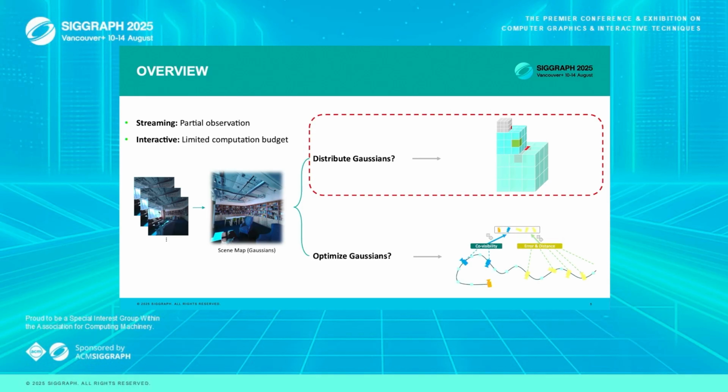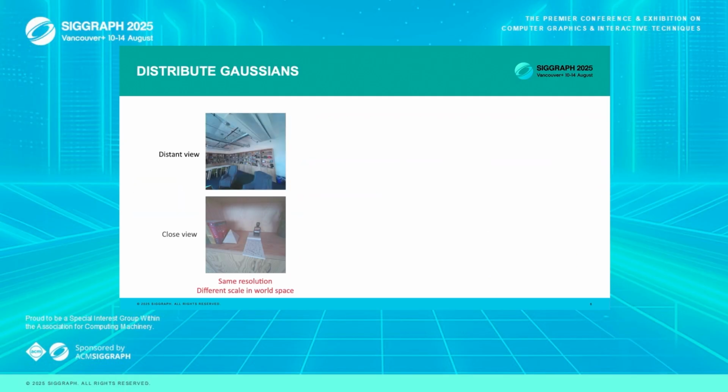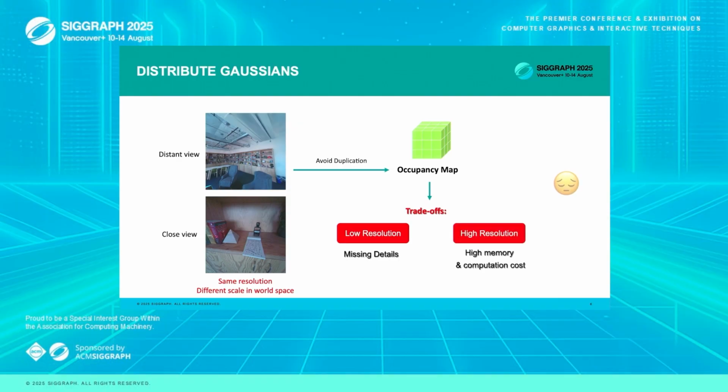Let's start with the first part, how to distribute the Gaussians. In practice, the same screen resolution for the scene can correspond to very different world scales. For example, a distant region needs fewer and larger Gaussians, and a closer region needs many small Gaussians. A naive approach using the same resolution for different scales will either miss or duplicate details, and also has a very high memory cost. Therefore, we need a principled and scalable way to decide the occupancy across different scales.